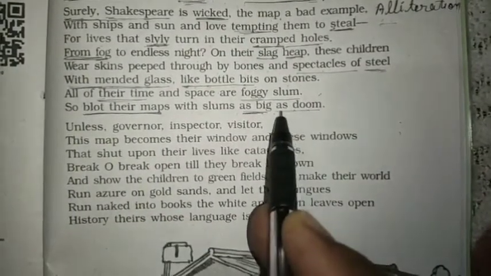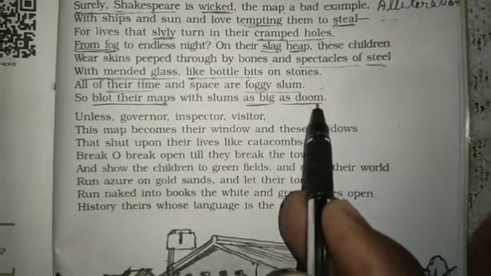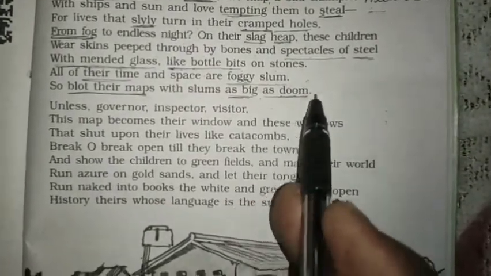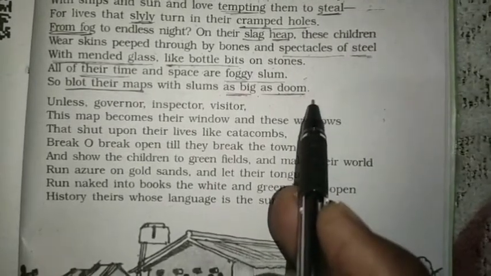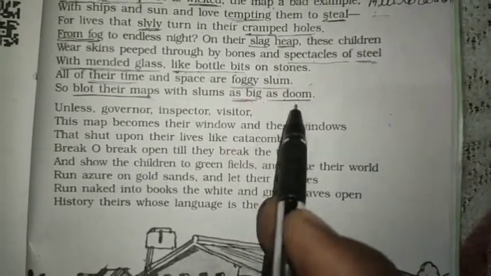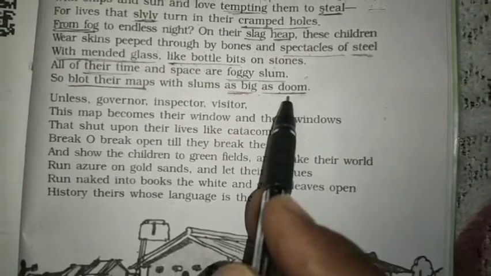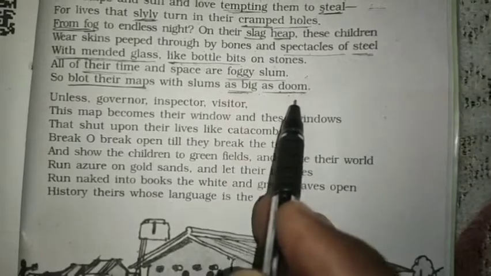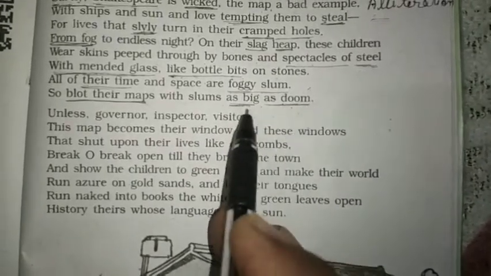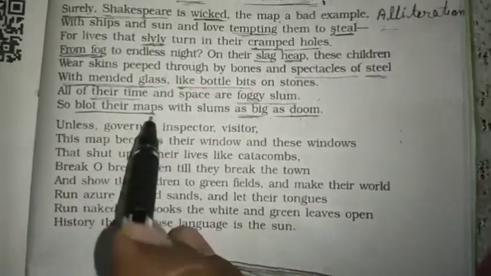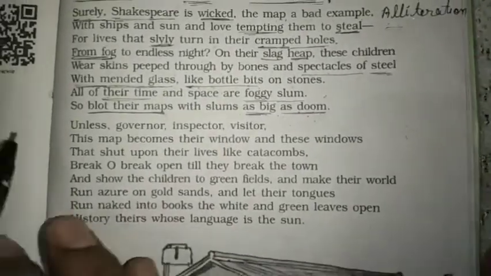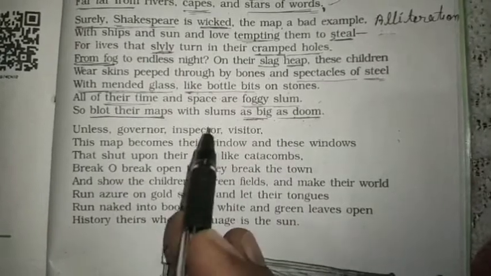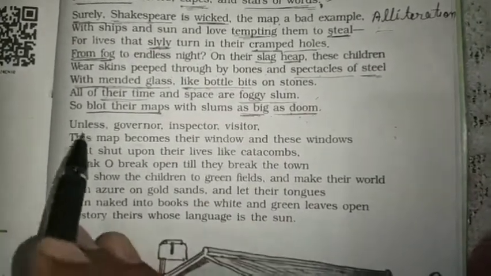जैसे कि डूम, डूम होता है फाइनल डे ऑफ जजमेंट व्हेन समबडी डाइज. In our ancient mythology it is said they are awarded heaven or hell. तो as doom, the last day, our entity and existence disappear when we die. तो इन द सेम वे वी शुड ब्लॉट देयर मैप्स. These hutments, these slums should be erased from the map. There will be no sign of these slums.